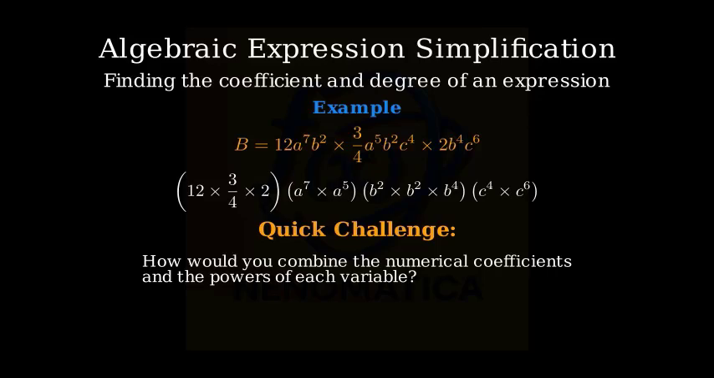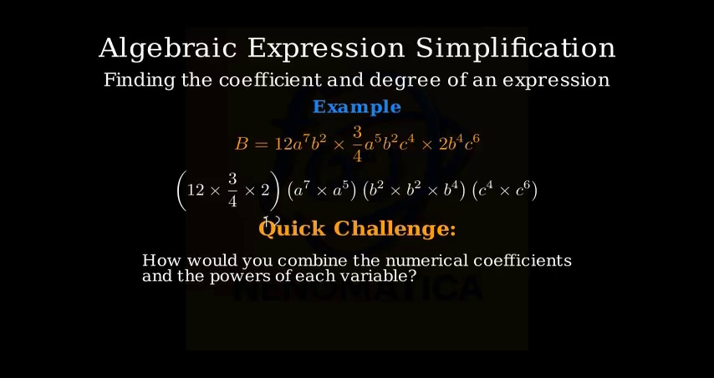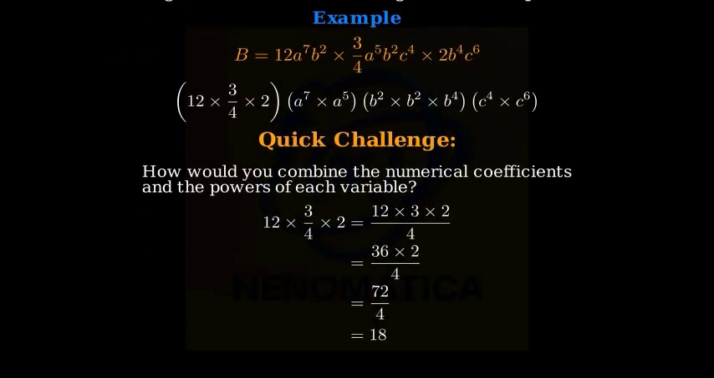Step 2. Let's calculate the numerical coefficient. We have 12 times 3 over 4 times 2. First, let's multiply the numerators. 12 times 3 equals 36. Then multiply by 2: 36 times 2 equals 72. Finally, divide by 4. 72 divided by 4 equals 18. So our numerical coefficient is 18.